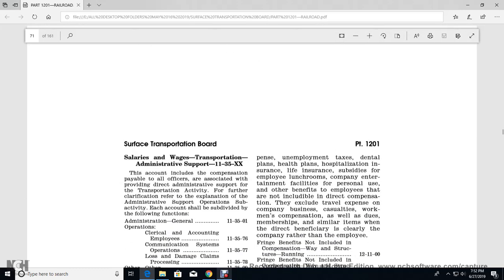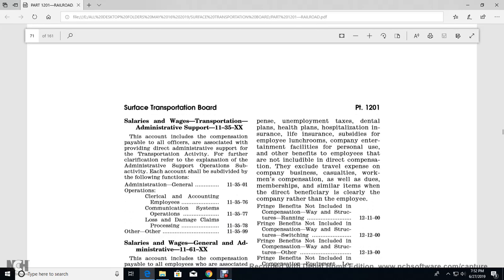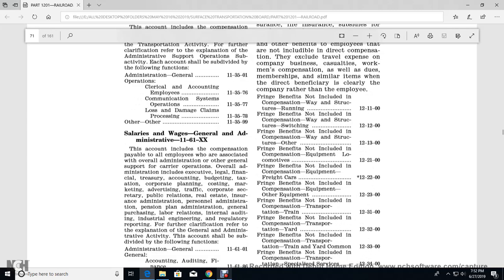All right, salary, wages, transportation, administrative support, 1135 XX. The account includes the compensation of all of the officers associated with the direction and support of the transportation activity, with further clarification explained in administrative support under the operation sub-activity. Each of the accounts is subdivided by the following functions: administrative, general, operation, clerical, account employees, communication system, operational, law, damage claim processing, and other.